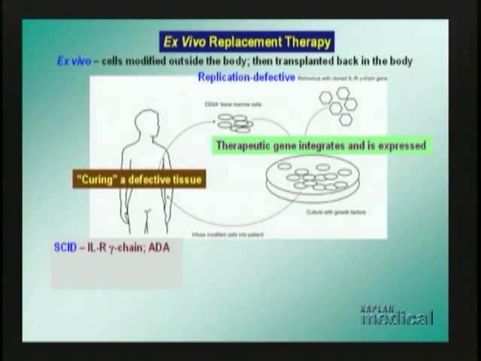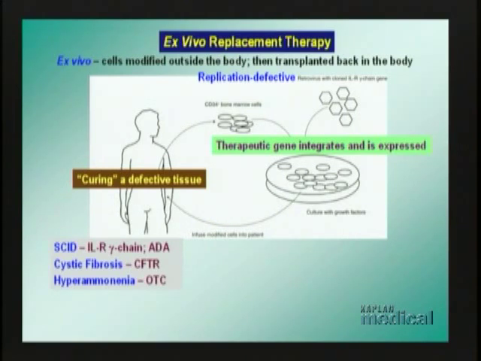In addition, this type of technology is being tried with cystic fibrosis, trying to replace a defective chloride channel protein with good normal chloride channel protein. And in another example where ex vivo replacement therapy has been tried is with severe hyperammonemia, in which there's a defective ornithine transcarbamylase gene giving rise to severe hyperammonemia.